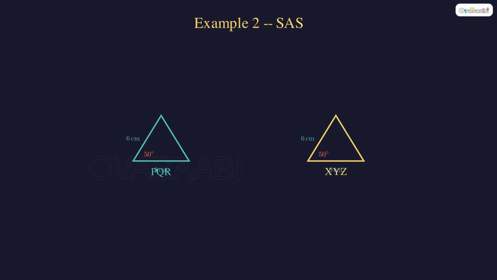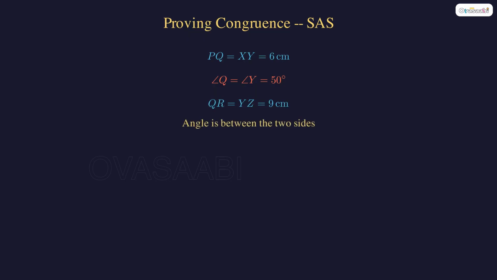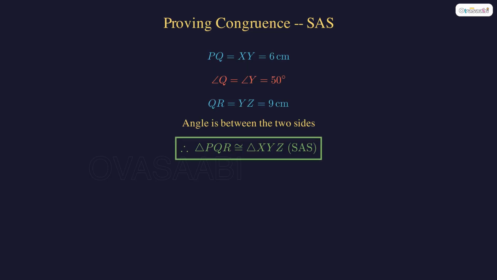Example 2. Triangle PQR has PQ equals 6, angle Q equals 50 degrees, and QR equals 9. Triangle XYZ has the same measurements. Two sides and the included angle are equal. The angle is between the 2 sides, so by SAS, the triangles are congruent.